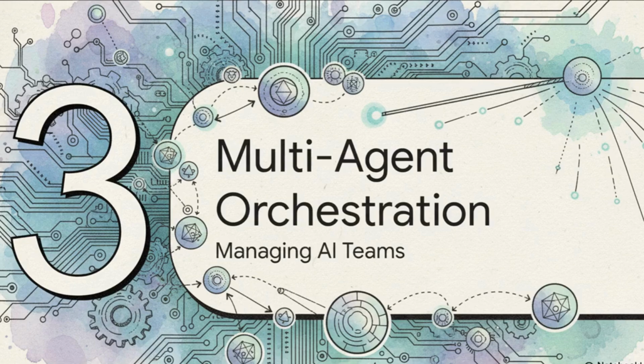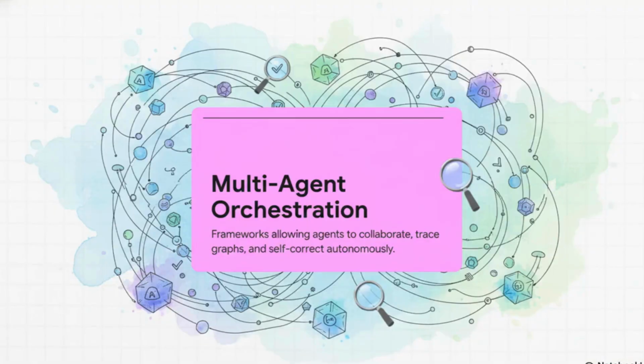Section 3. Multi-agent system orchestration. Now we're shifting our focus from building single isolated models to actually managing dynamic teams of them. So what does orchestration actually mean? Well, multi-agent orchestration refers to frameworks that allow multiple AI agents to actively collaborate, trace complex workflows, and self-correct tasks autonomously. Imagine having not just one AI assistant, but an entire orchestrated swarm of them checking each other's work and collaborating to solve massive, multi-step problems without you having to handhold every single action.